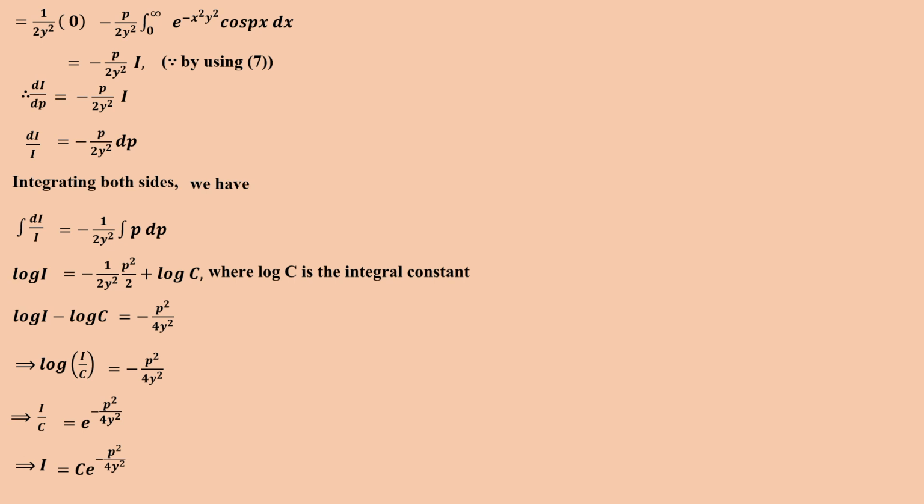Now we are going to calculate the value of the integral constant c. That is equation number 8. When p is equal to 0, I is equal to c into e power minus 0, that is I equals c. Now from equation number 7, putting p equal to 0, I is equal to integral 0 to infinity e power minus x square y square cos 0 dx, that is equal to integral 0 to infinity e power minus x square y square dx.